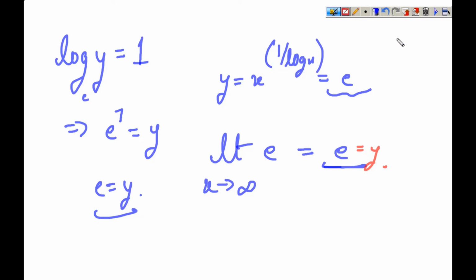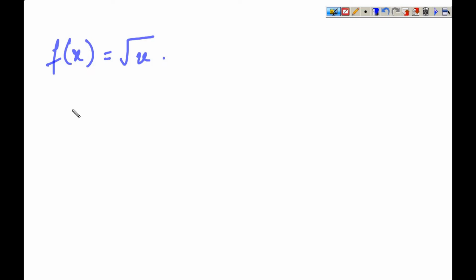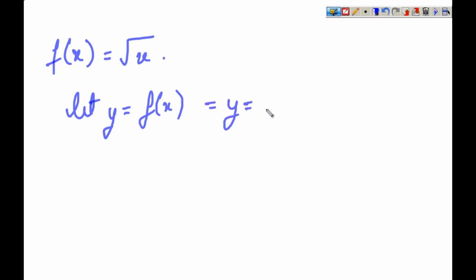So moving on to the next problem, we need to find the derivative of a function using limits. So we only need to use limits and find the derivative of a function. So the function is given as under root x. Now let's say y equals function of x, so y equals under root x.